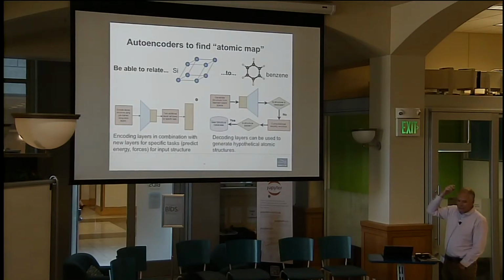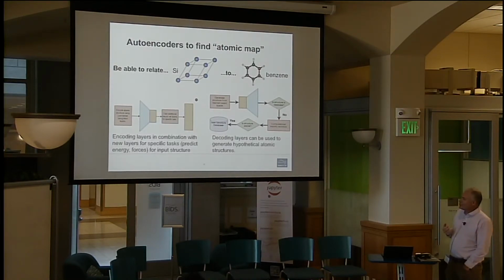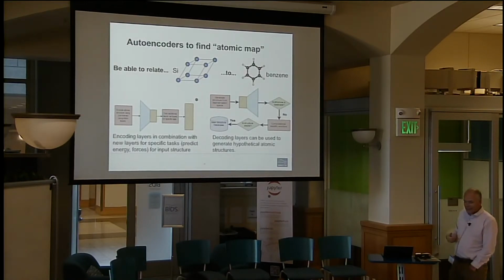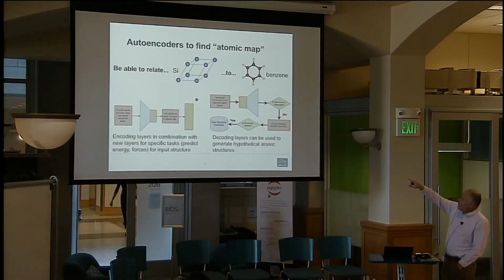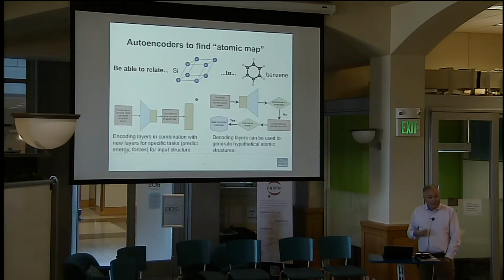So the autoencoders were nicely explained in the last talk too. The autoencoders allow you to do two things. Once you have a latent space trained, you can add new layers and do specific tasks that any deep learning network can do right now, which is predicting energy and forces. But what we're after is really being able to use this as a generator and start to decode the layers and try to see if we can find new hypothetical structures that are realistic.